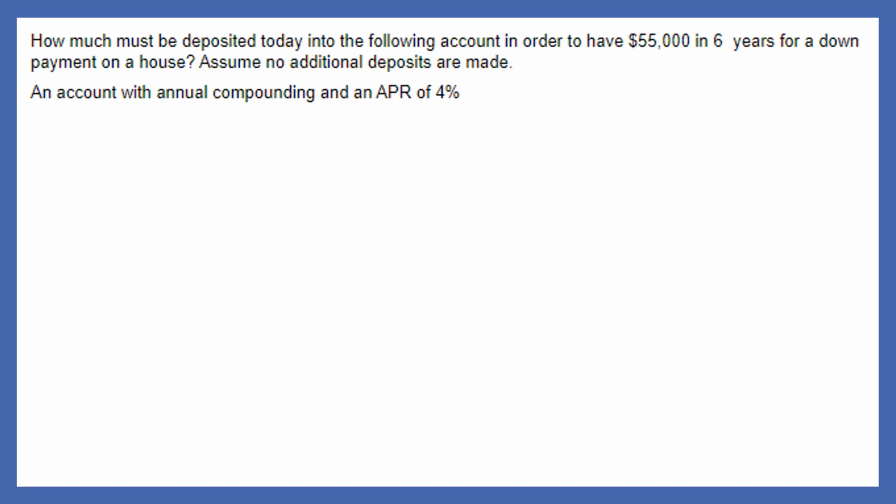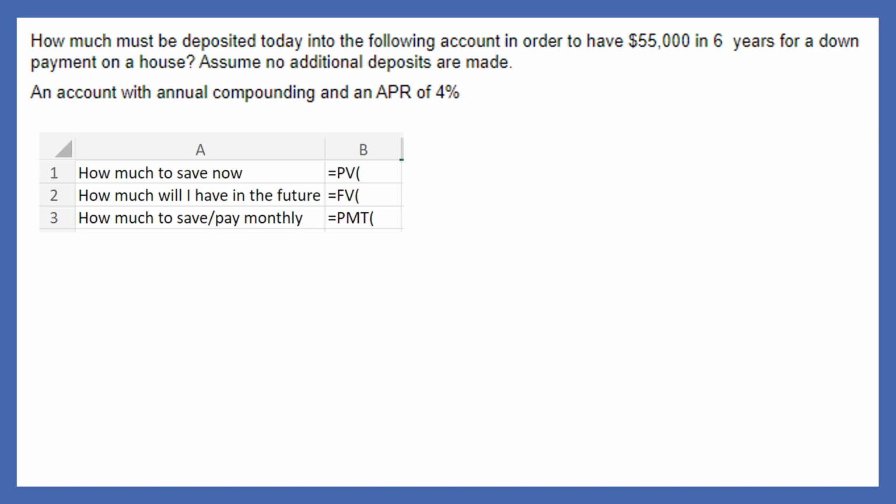Now, an important caveat here, an important feature is that they only have a 4% interest rate. So they're going to get compounding, and it says annual compounding. So let's go ahead and use Microsoft Excel to do this problem. Now, which one do we want? Do we want to know how much they'll have in the future? No, we know they want 55. We don't want to know how much they're going to save monthly because they don't want to put aside any monthly.